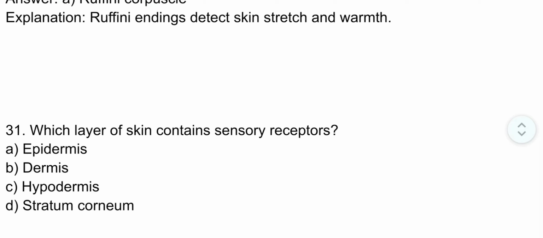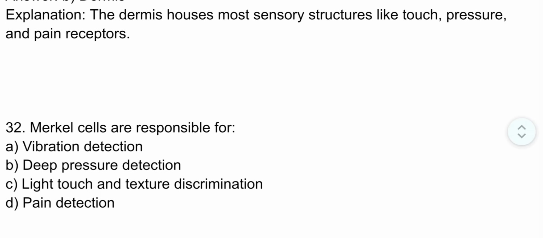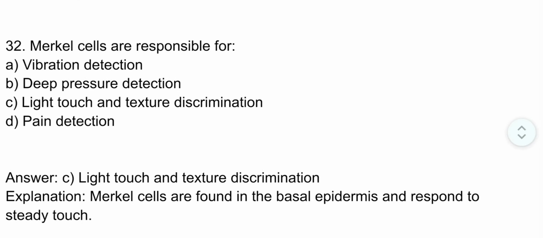Question number 31. Which layer of the skin contains sensory receptors? The correct option is option B. Dermis. The dermis houses most sensory structures like touch, pressure and pain receptors. Question number 32. Merkel's cells are responsible for? The correct option is option C. Light touch and texture discrimination. Merkel cells are found in the basal epidermis and respond to steady touch.